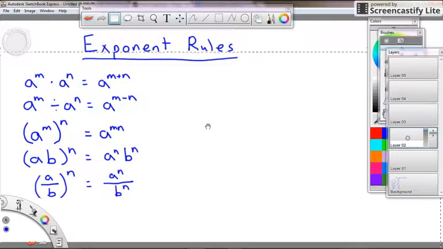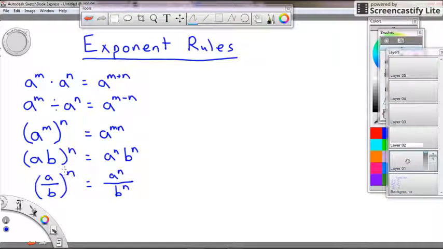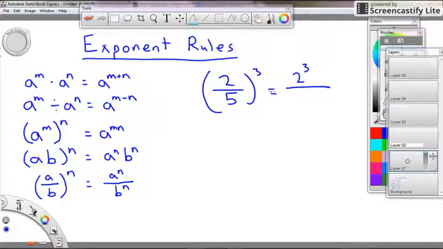Final exponent rule. When you have a fraction and you raise the fraction to a power, this says that we're going to raise the numerator and the denominator to that power and leave it as a fraction. Not too difficult. If I have 2/5 and I want to raise this to the third power, the easy way of doing that is raising the numerator to the third power, 2 to the third, over the denominator to the third power, 5 to the third, which is going to give you 8 over 125.